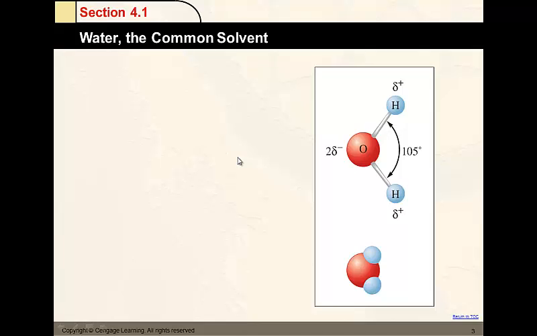All right, we're going to talk about water, and water is really important because it is so good at being a solvent. It's called the common solvent or even the universal solvent. And what does that really mean? We'll discuss it.